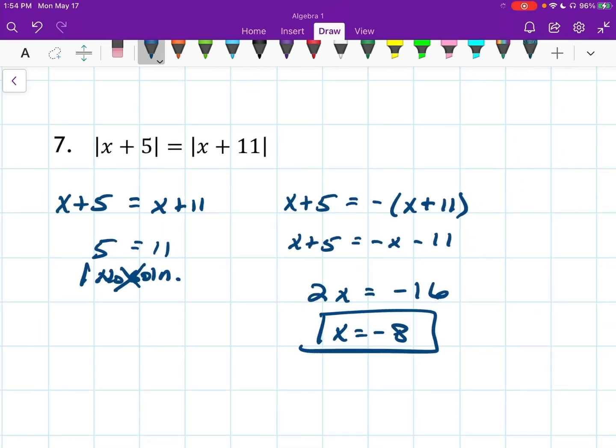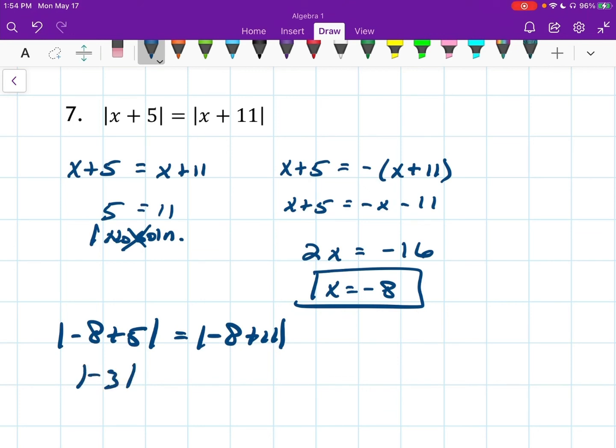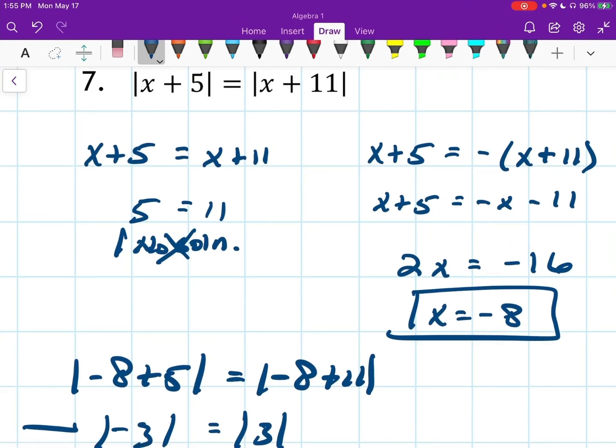Let's plug in our negative 8 and see if it works out. We'll have negative 8 plus 5, negative 8 plus 11. Well, negative 8 plus 5 gives me, what is that? Negative 3. Negative 8 plus 11 is going to be, 11, 10, 9, 8, 7, 6, 5, 4, 3. Is that right? 8, 9, 10, 11. Yeah, that gives me a positive 3. Well, that works out. So negative 8 is a good answer for us. All right. So sometimes you might have ones like this as well, where it ends up having a no solution in the middle of it.